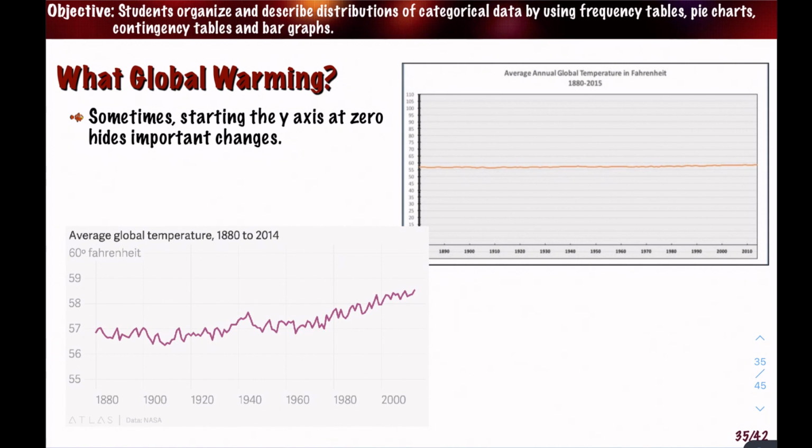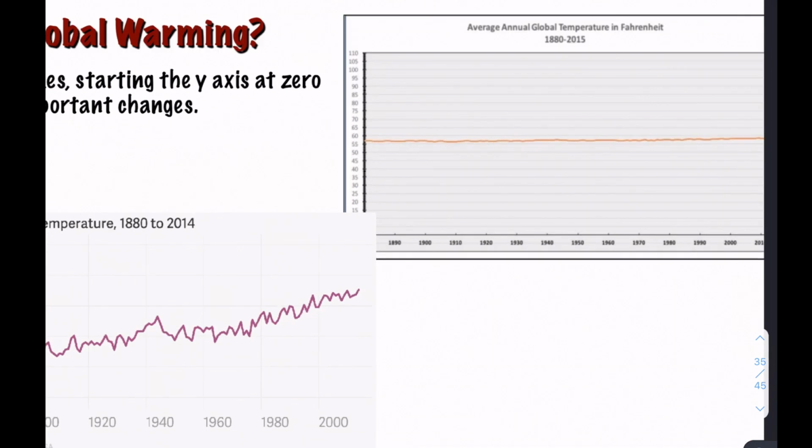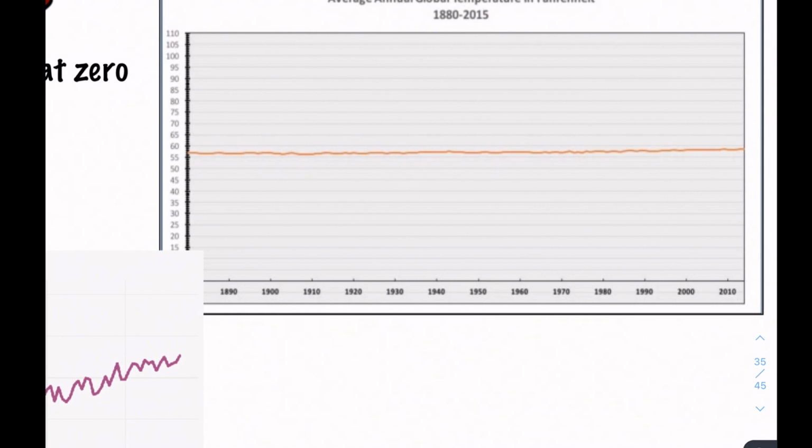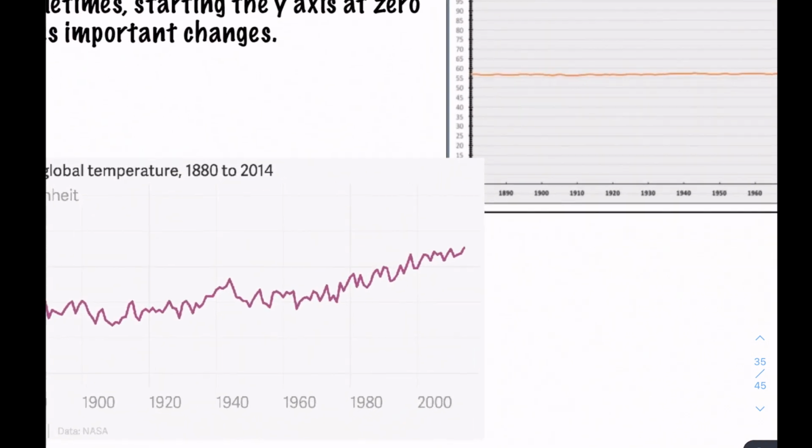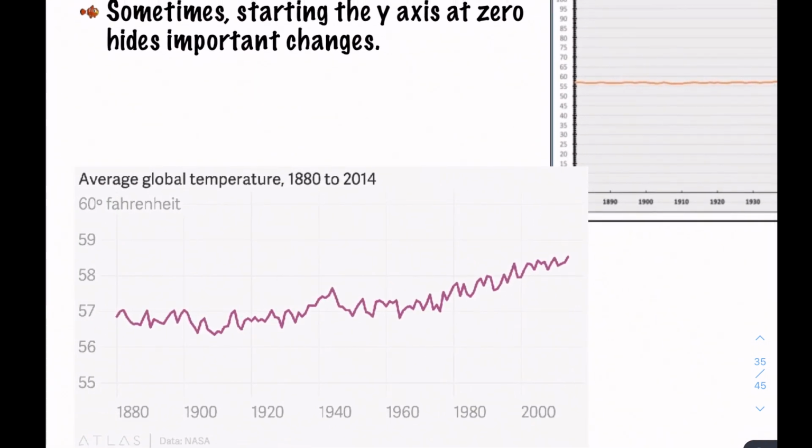Another way of looking at this, sometimes when you start your data with the y-axis at 0, it hides important changes. So again, on global warming, if we just showed the temperature starting at 0 degrees and we looked at the average annual global temperature, it looks like it's not changing. But that's deceptive because subtle changes in the Earth's temperature, we're talking about 2 to 3 degrees Celsius or 4 or 5 degrees Fahrenheit, have drastic impacts on our life around us.